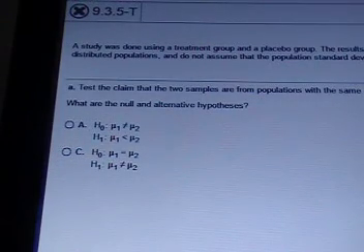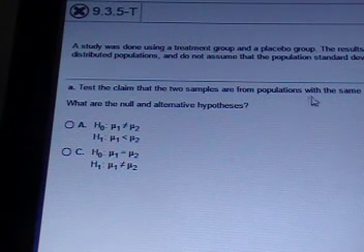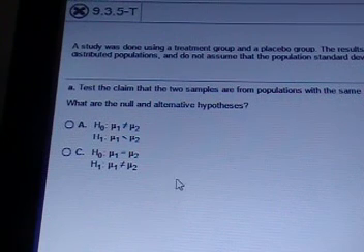Okay, so now we're doing a hypothesis test. All the steps, that was just 1 or 2 steps of it. Now we'll do all the steps. So first of all, test the claim that the 2 samples are from populations with the same mean. So same mean means that mu1 is equal to mu2. So it's either C or D.